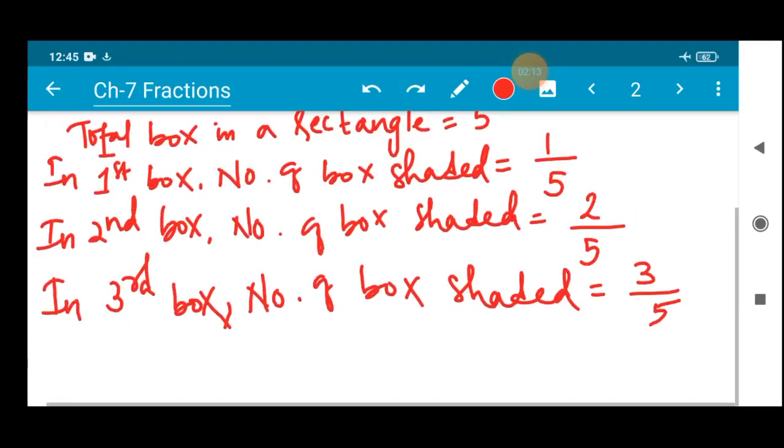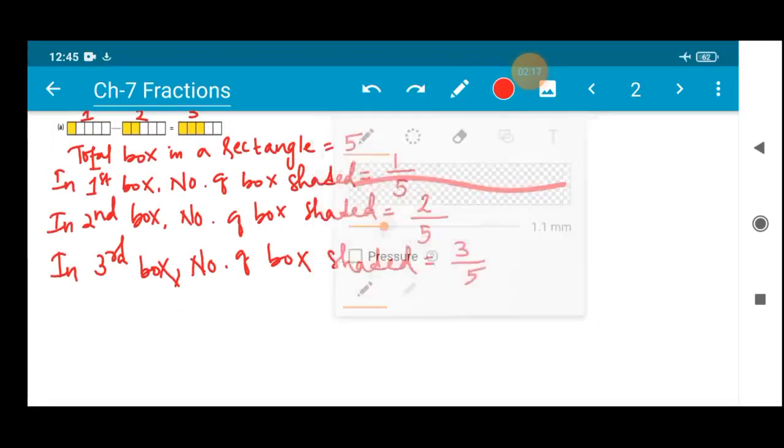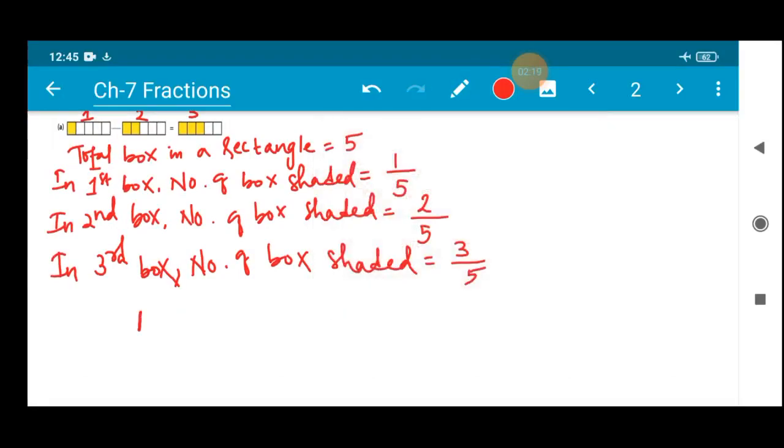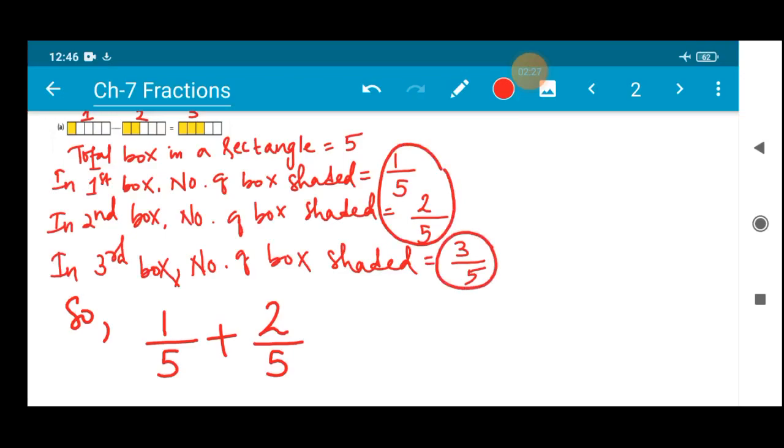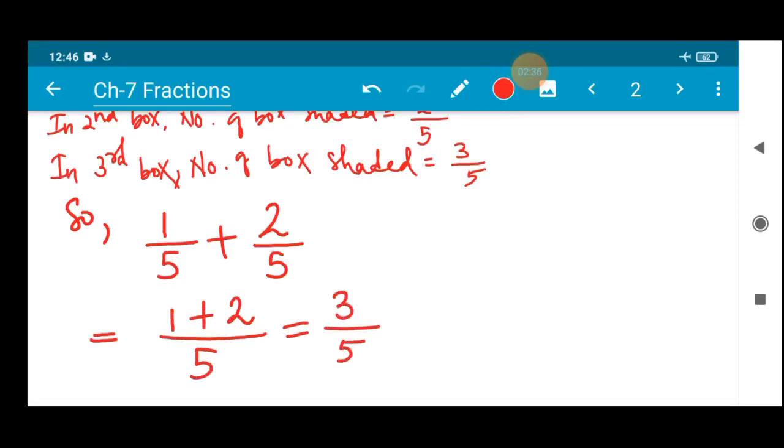So let us prove whether we got it exactly by addition or not. 1 by 5 plus 2 by 5, what is the result? After adding, will you get 3 by 5? That is the main thing. The denominator is the same, so we can directly add this. So 1 plus 2 is equal to 3 by 5. So yes, it is clearly visible after the calculation also.